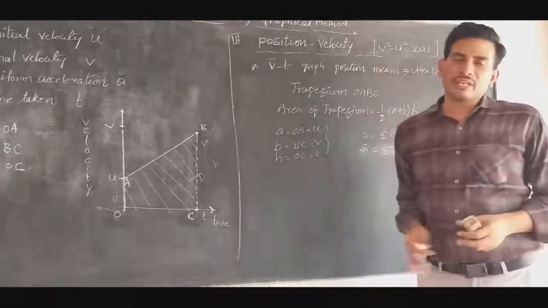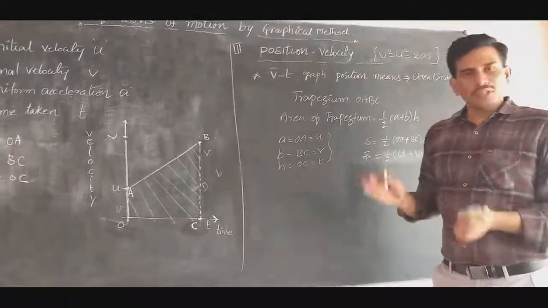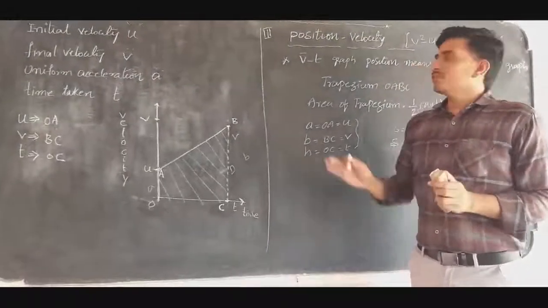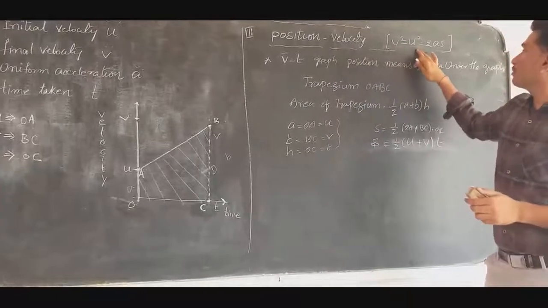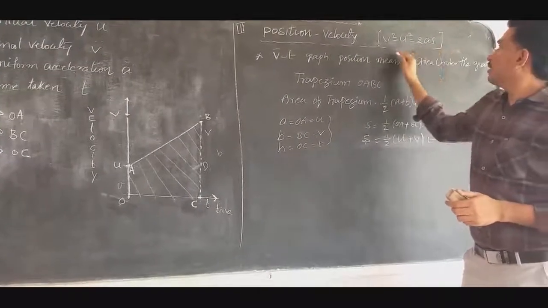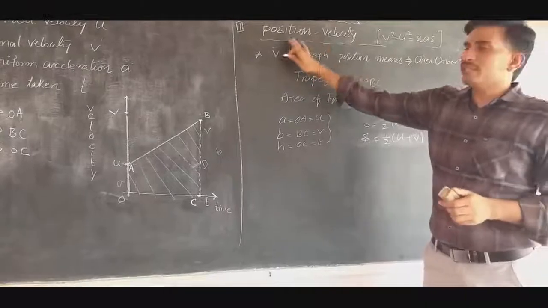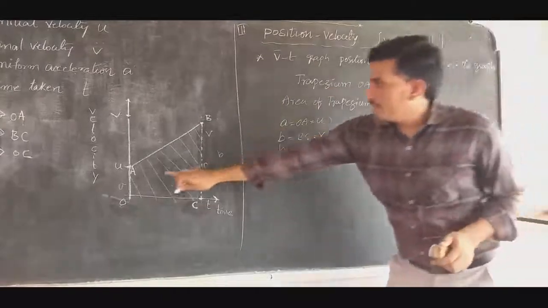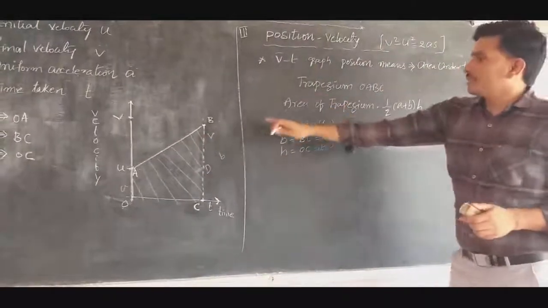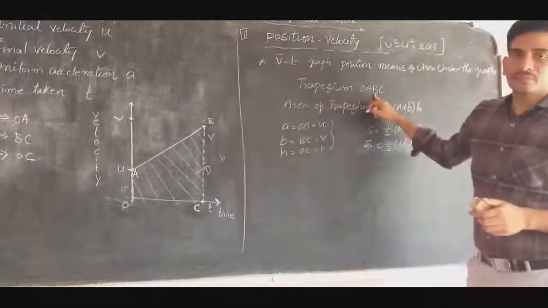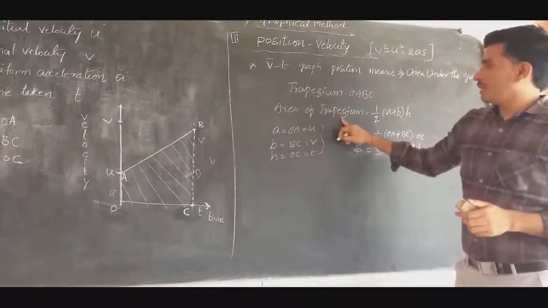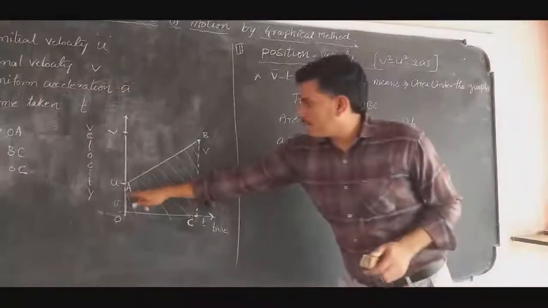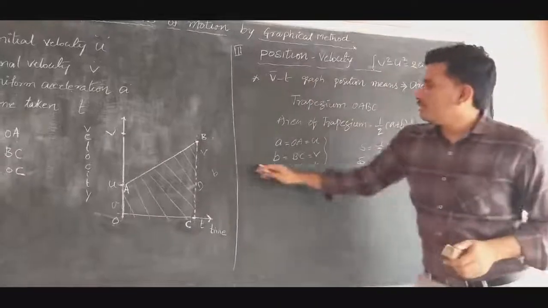This is also very similar to the second equation of motion. Here also position is asked. Whenever position they are asking, you need to remember that you need to find the area under the graph. So once position velocity, that is V square minus U square equals 2AS, is asked, it means you need to find the area under the graph of AB. Obviously, the shape under AB is a trapezium, and the area of a trapezium, you know, is half into A plus B into H. A and B are the two parallel sides, and H is the vertical distance between those two.